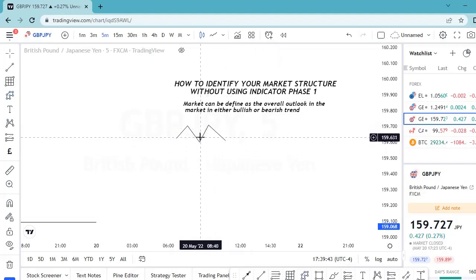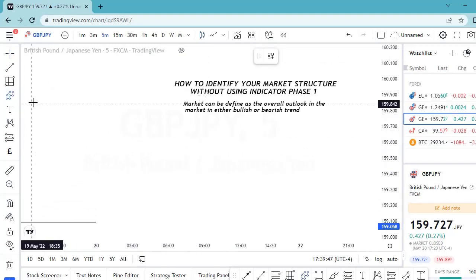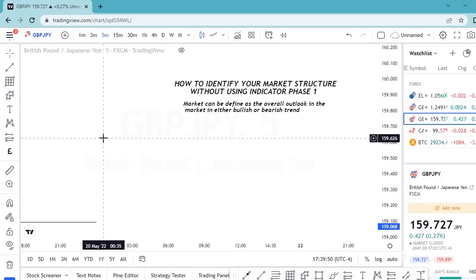To me, whenever I spot this kind of information, I look at it as an area of liquidity where the big banks are accumulating orders in order to place their orders in the market. So I don't really look at that as a structure. I pay more attention to the bullish and the bearish trend. That is what I pay more attention to while trading.